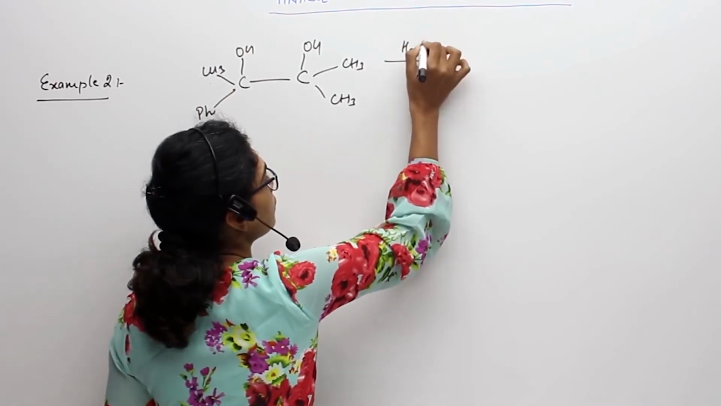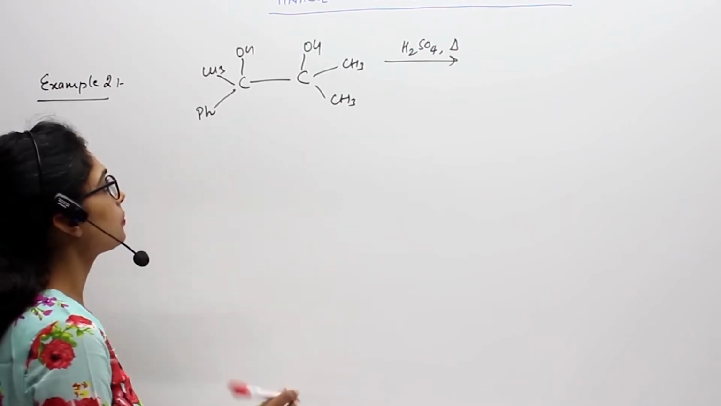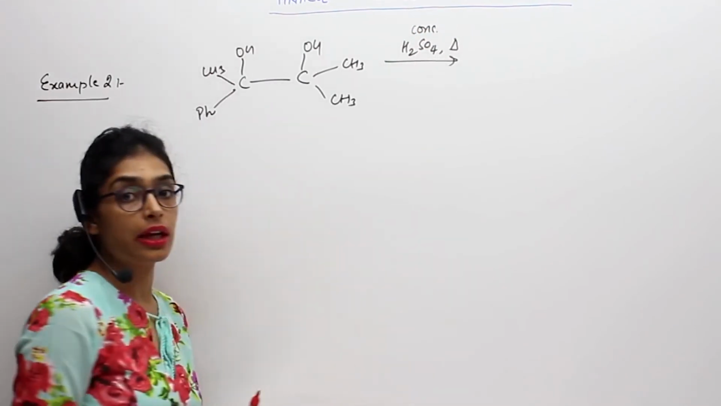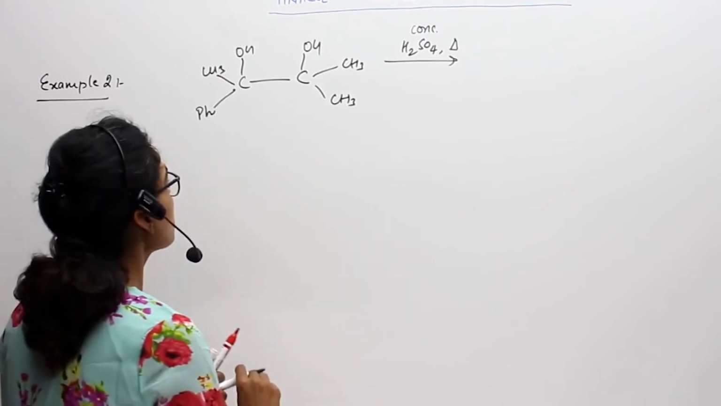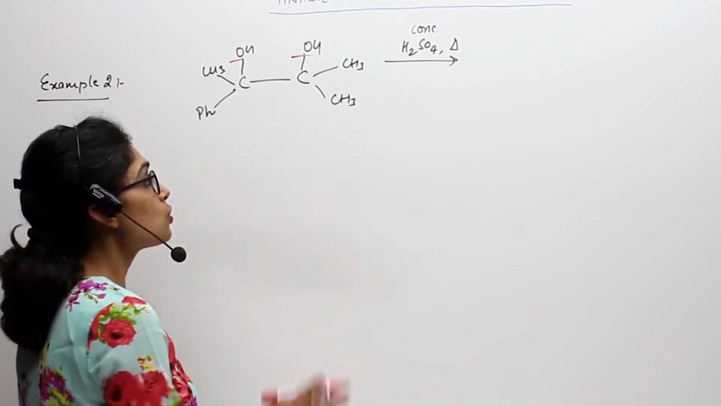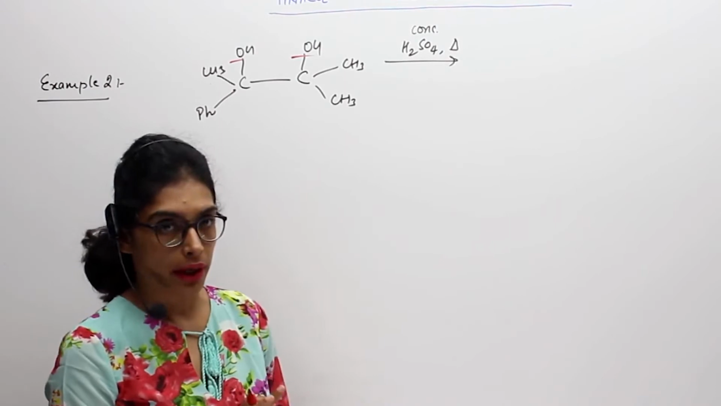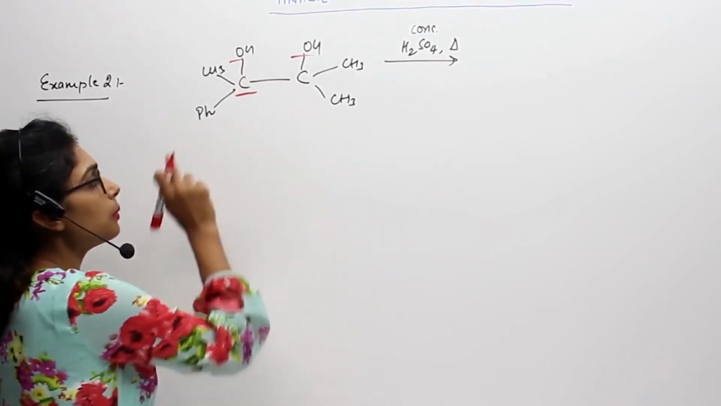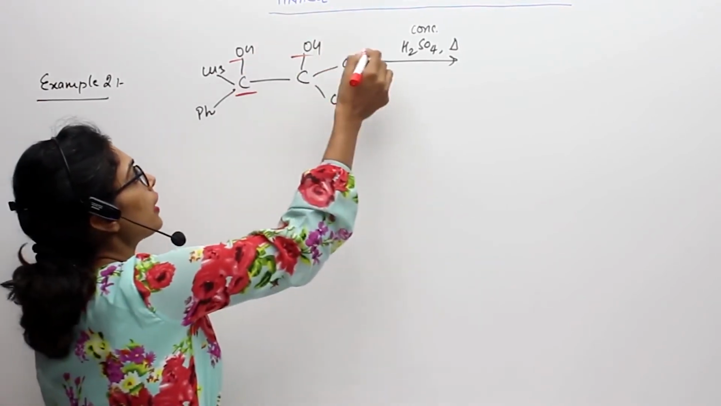Now if I react it with H2SO4, and heat is required for elimination, make sure this is concentrated H2SO4. You are not taking a dilute one, because dilute H2SO4's job is to hydrate the molecule, not dehydrate. So now what will happen? H plus will attack either of the two OH over here. Which OH will it choose to attack? Wherever we can form a more stable carbocation. If the carbocation forms on this carbon, it will get resonance stability from this benzene ring. So hydrogen will attack over here.